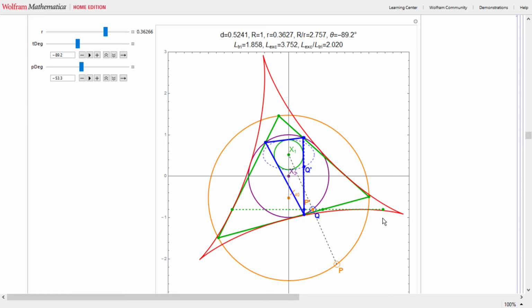Now, there's a third phenomenon, a third object that I'm drawing here, which is this large red deltoid. You will remark, this is the Steiner deltoid of the points lying on this orange circumcircle with respect to the excentral triangle. Okay, so we know that if I place a point anywhere on its circumcircle, the feet of the perpendiculars are going to be collinear, so they're going to form a Simson line. So here's a Simson line.